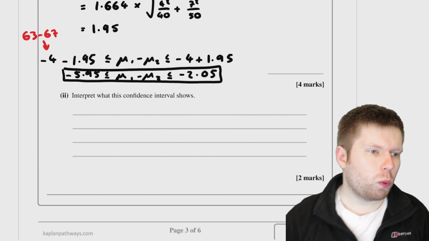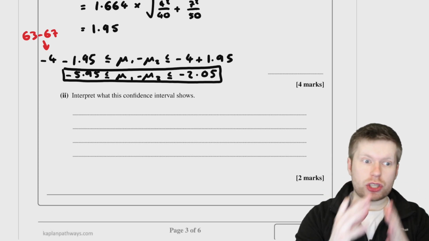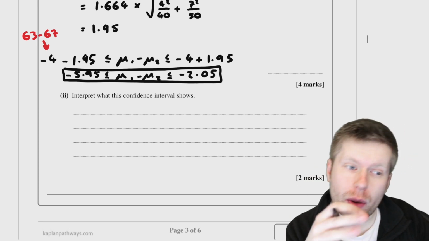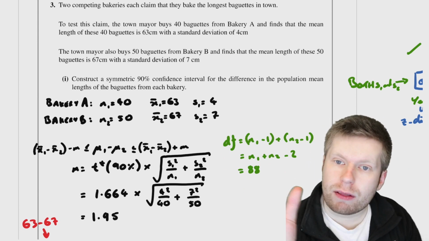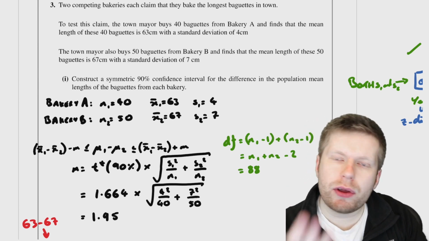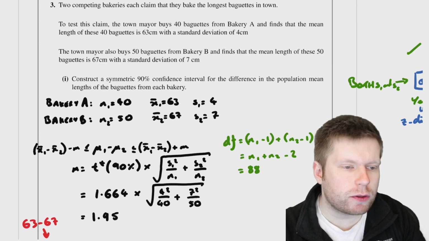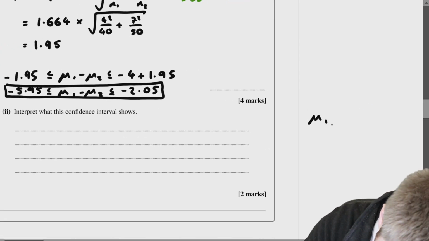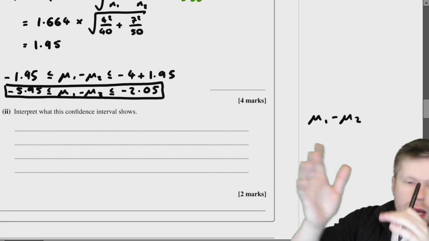So next question, what does this confidence interval show? Because I'm looking for a difference in the population means, I can actually interpret what's going on here. Remember, the original question was asking for a difference in the mean lengths baked by the two bakeries, because each bakery thought they baked the longest baguette in town. So you go out, you collect sample data from each bakery, and you suggest whether there is actually a difference between them. I'm doing a confidence interval for mu1 take away mu2, in other words bakery A take away bakery B. So I'm looking for a difference between bakery 1 and bakery 2.